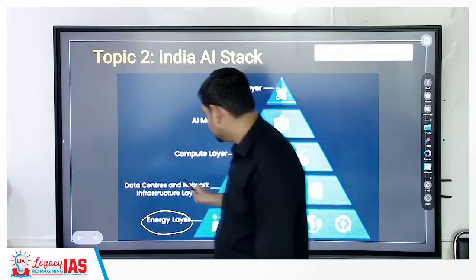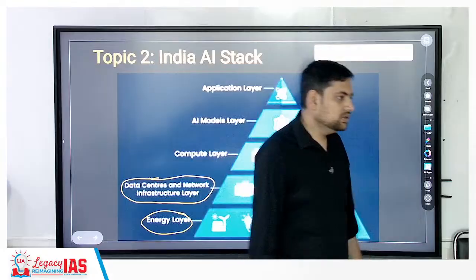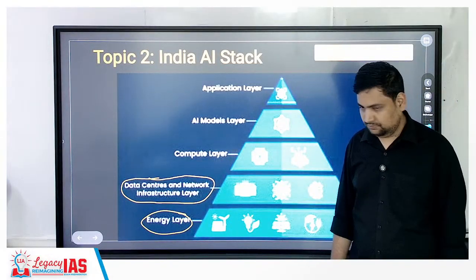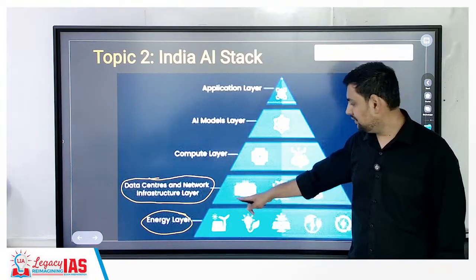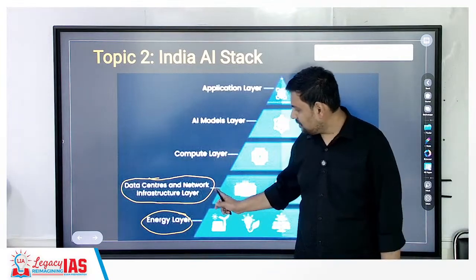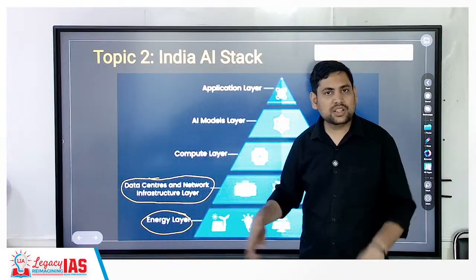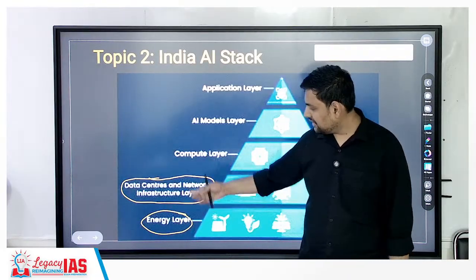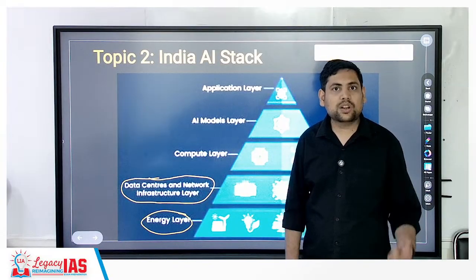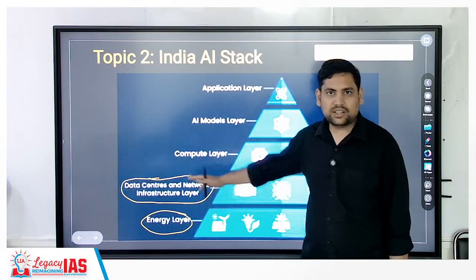Then you come to the data center, network and infrastructure layer. If you want to develop AI systems or AI applications, you also need a lot of internet, correct? All those supplies and networks, all these you would need, because without this it cannot work. So this is the second layer, data centers that can store and process a lot of data, as well as provide very fast internet.